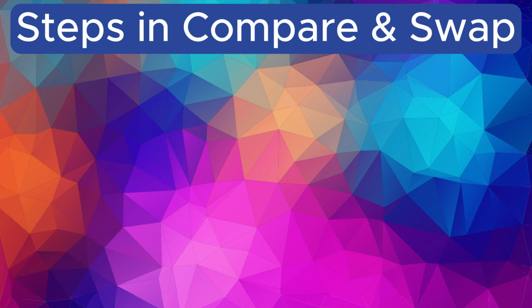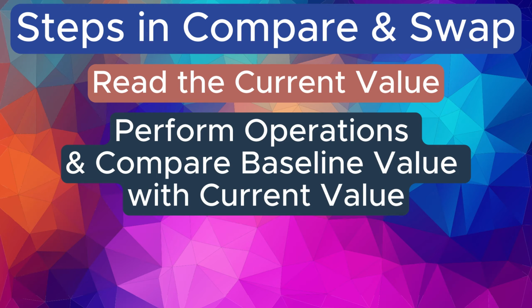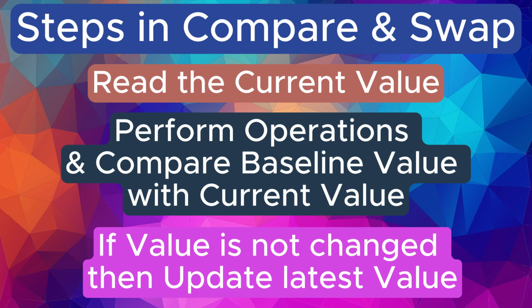The CAS operation begins by reading the current value of a memory location or a variable. This value is typically referred to as the expected value, and it is used as a baseline for the comparison in the next step. Then the thread compares the read value with the expected value. If the read value is equal to the expected value, it means that the memory location hasn't been modified by any other thread since it was read last time.